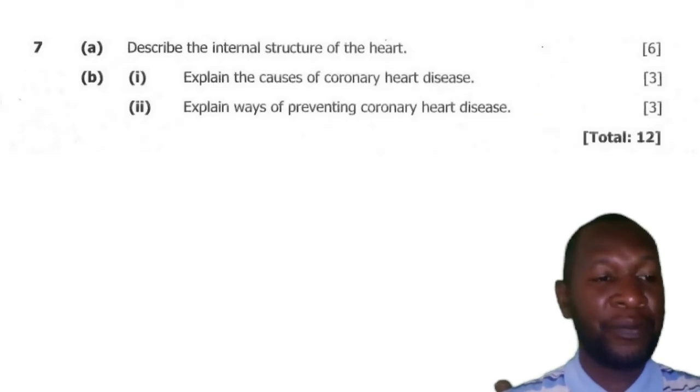Question 7. A. Describe the internal structure of the heart. Part B. 1. Explain the causes of coronary heart disease. Part 2. Explain ways of preventing coronary heart disease.